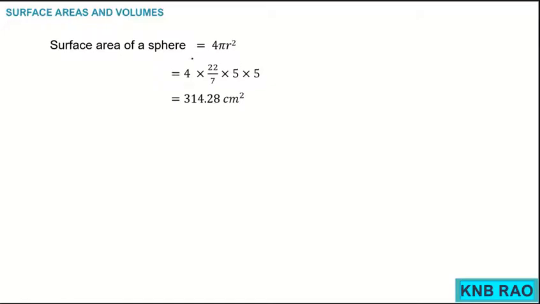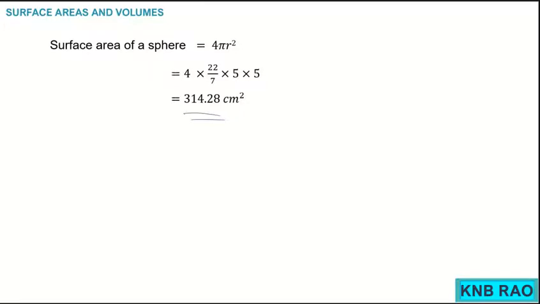The moment you know the r value as 5 centimeter, the surface area of a sphere is 4 pi r square, and that is 4 into 22 by 7 into 5 into 5. 5 into 5 is 25, 25 into 4 is 100, and 100 into 22 by 7 is 314.28 centimeter square. Thus, this is the surface area of that sphere after molding.